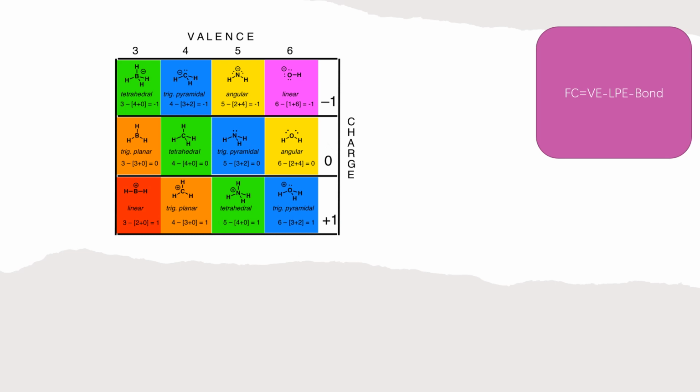Okay, this table has 12 compounds, and we're going to do each one by one. So first one, boron here. Sorry, give me a second. Boron here, and it's tetrahedral. It's going to be like this, and H. Now hydrogen, don't worry, formal charge is always 0.